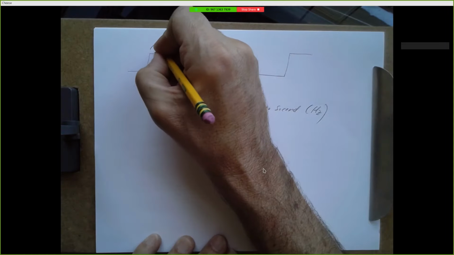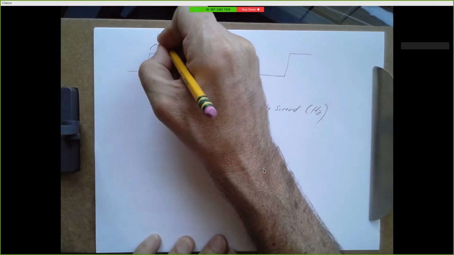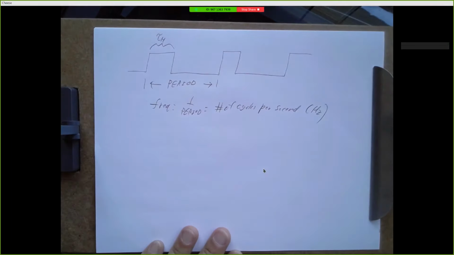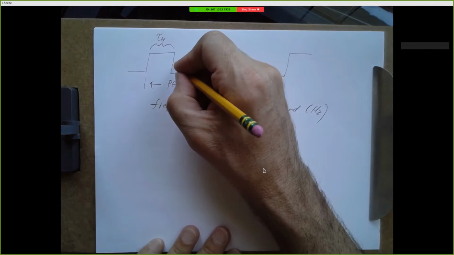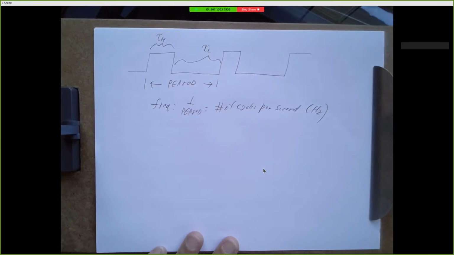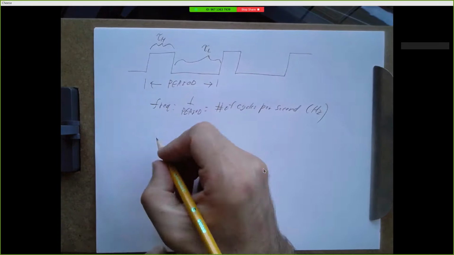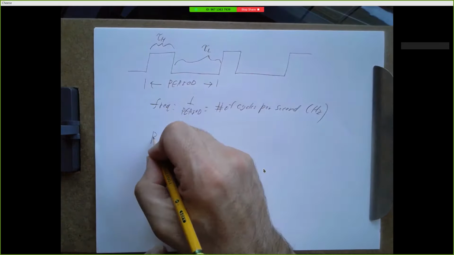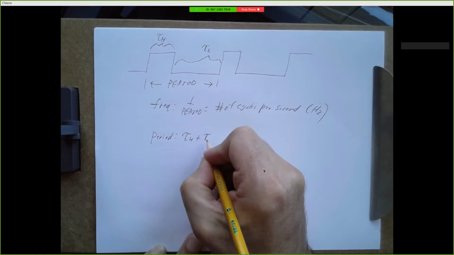Alright, this I'm going to call tau sub h. That's the high time of the signal. And this I'm going to call tau sub L. That's the low time of the signal. So your period is just the sum of those times.